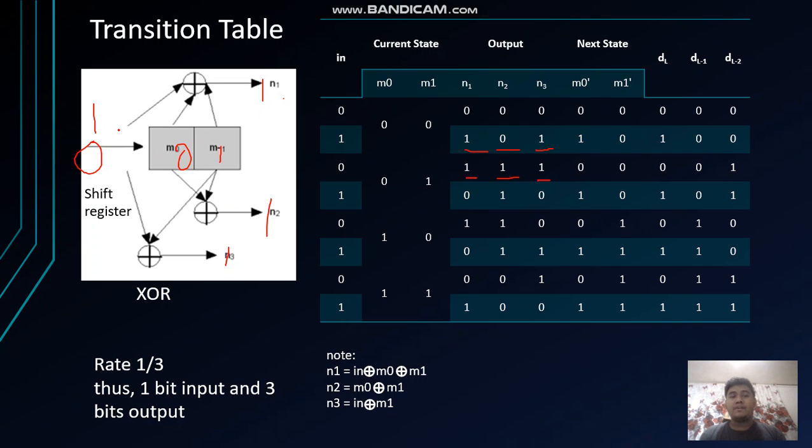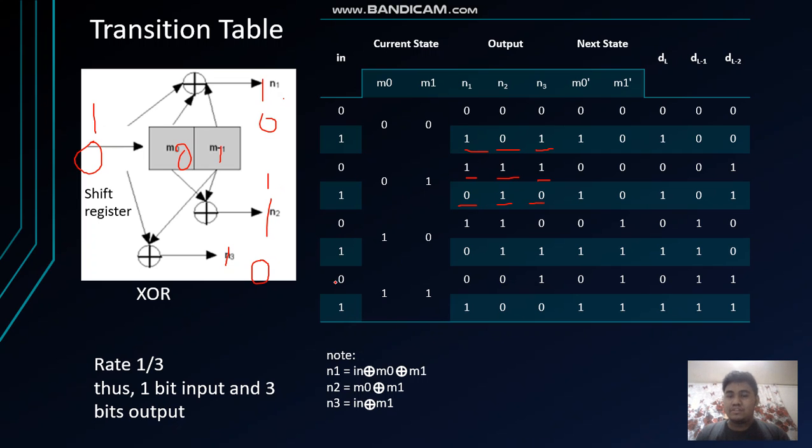So next, if our input value is 1, we have here 1 plus 0 plus 1 is equal to 0 on our n1. In our n2, M0 plus M1 is still equal to 1. And here, if 1 is the input and M1 is 1, it will become 0. So our answer is 0 1 0.